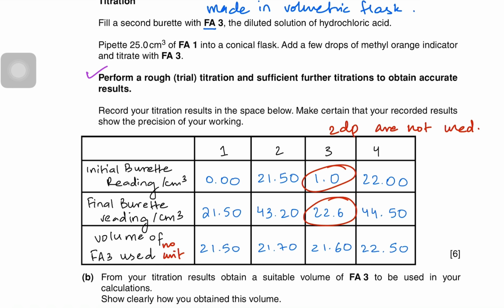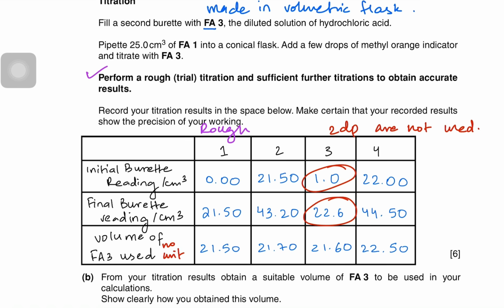When he has performed the first titration, he got 21.50. Remember, the first titration is a rough titration. You cannot use rough titration values for any average volume calculation. Your rough titration is not recorded for concordant readings. So first is rough titration. His second titration started from 21.50 and gave a final volume used of 21.70 centimeter cube. His third value gave 21.60 centimeter cube and the fourth value was 22.50 centimeter cube.